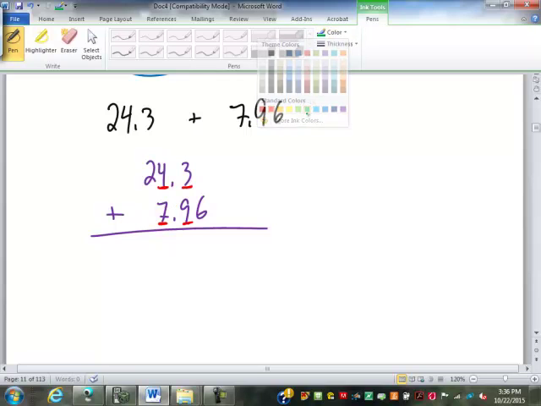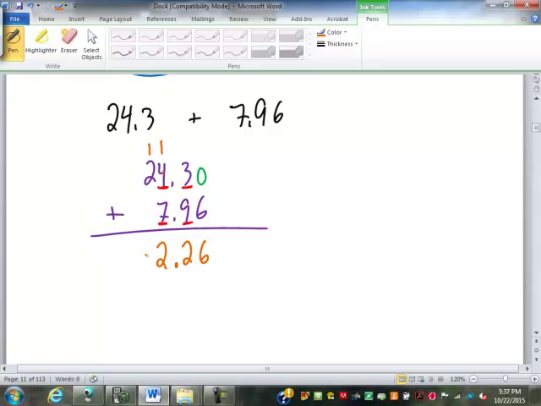Now before we add here, we should probably fill in a 0, and then we add. 0 plus 6 is 6. 3 plus 9, 12. So 2, carry the 1. Before we can do the next column, we need to drop the decimal. And then 1 and 4 is 5 plus 7, 12. So 2, carry the 1, and 3. So 32.26.